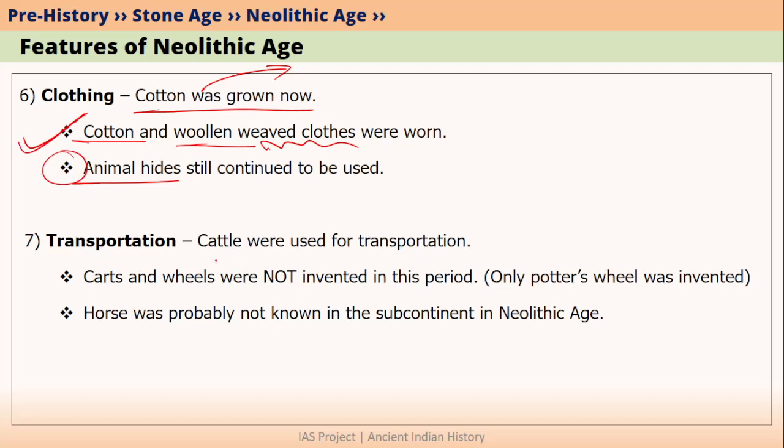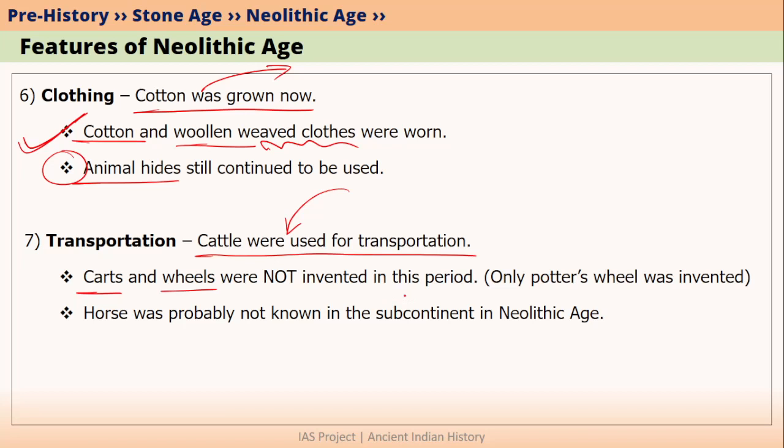Moreover, Neolithic people used cattle for transportation also. They not only raised cattle for their meat but also used cattle for transportation. However, this was not the case in the initial days of the Neolithic age. We must remember here that wheels for transportation were not invented during this period. So, bullock carts or any kind of other carts were not invented in this period.